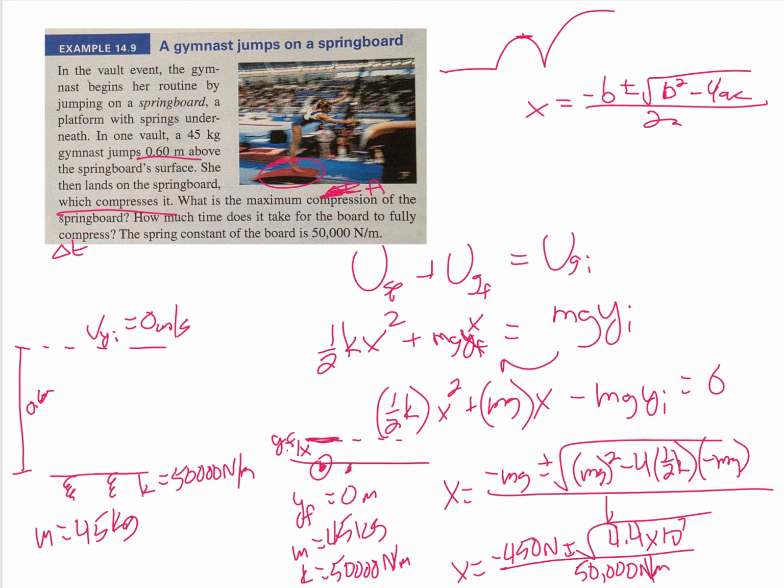So then the question is, well, what do I want? Do I want the positive result or do I want the negative result? Given that we are compressing the spring, which one do we want? Negative. The negative result, yeah. So we're going to ignore the positive case and just go ahead and square root this number and do negative 450, what is it really, 440 something? 441 minus whatever this is, and then divide by 50,000, we'll have our answer, okay? So what do you get?